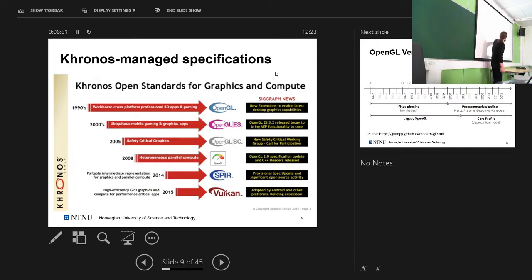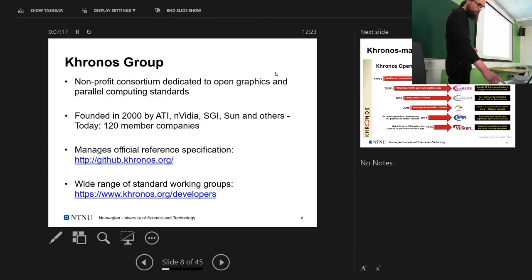Then in 2005 came OpenGL for safety critical graphics, which means for military or medical use. And then lately they introduced Vulkan, which is sort of like a low-level graphics programming framework for high efficiency. So everything connected to this comes out from this group. Every time a new specification shows up, it's basically through this group here. And you'll find a lot of information on their web pages, basically.